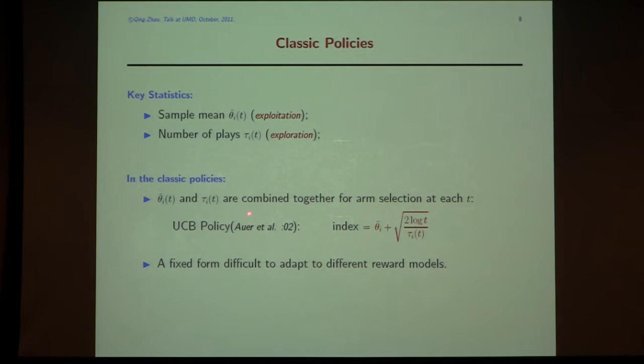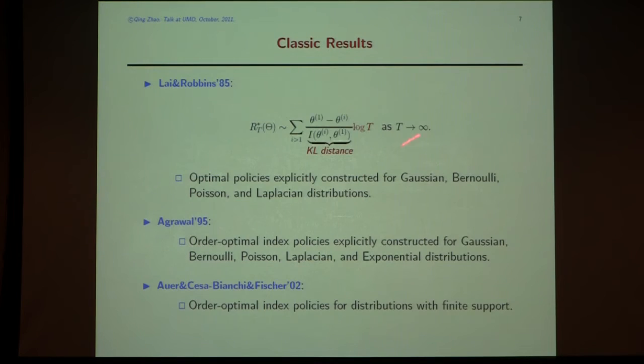For example, Auer's policy, the so-called UCB policy, combines these two statistics in this specific form. The first term is the sample mean of arm i. The second term is given by the number of plays of arm i up to time t. You can compute the index of every arm at any given time t, and then you always play the arm that has the largest index. This index form is relatively intuitive given the Lai-Robbins result on this fundamental limit.